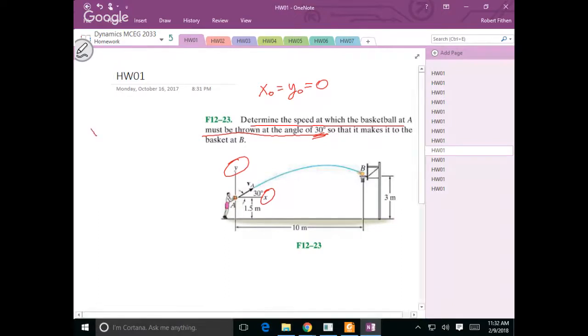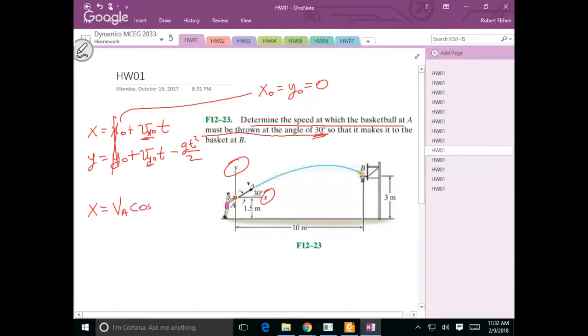Okay, so X is equal to X naught plus V naught T, and then Y is equal to Y naught plus VY naught T minus GT squared over 2. He was really wanting to find the speed, so he's wanting to find this and this. So I'll say X is equal to V cosine 30 T, Y is equal to V sine 30 T minus G T squared over 2. Now, it's in meters.